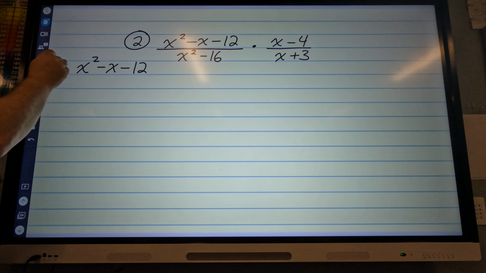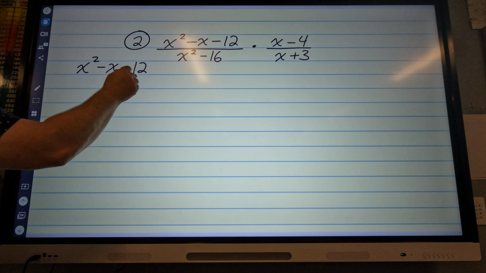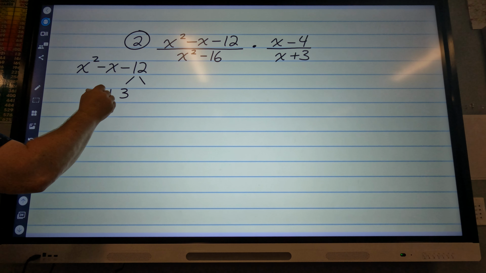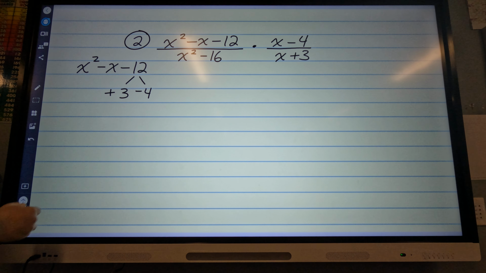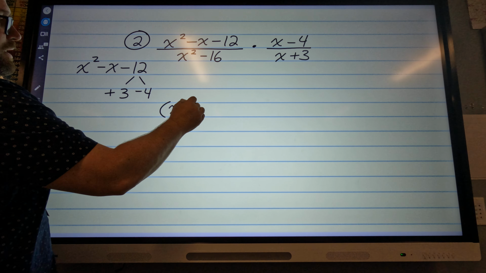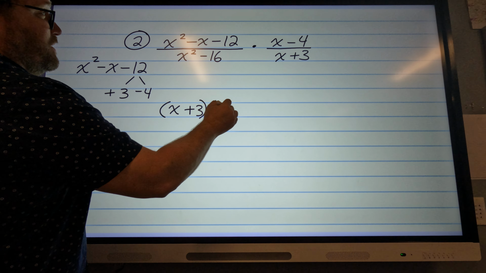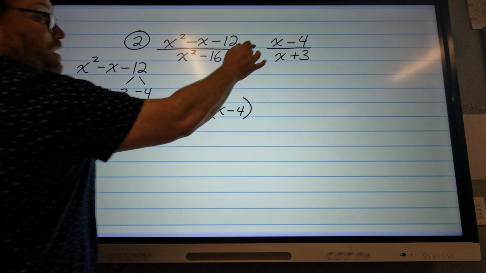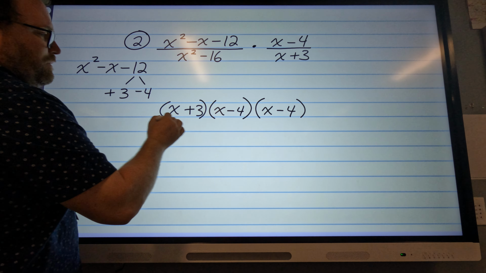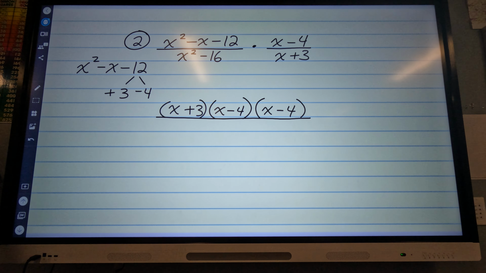This is a quadratic where the term in front of x squared is 1, even though we don't write it. So we're going to take the factors of negative 12, and find the pair of factors that adds to negative 1. If I do positive 3 times negative 4, that'll give me negative 12, and it'll add to negative 1. So I'm going to write the factored form of this as x plus 3 times x minus 4, and then we're going to multiply across times this x minus 4. And we've got the top expanded out.